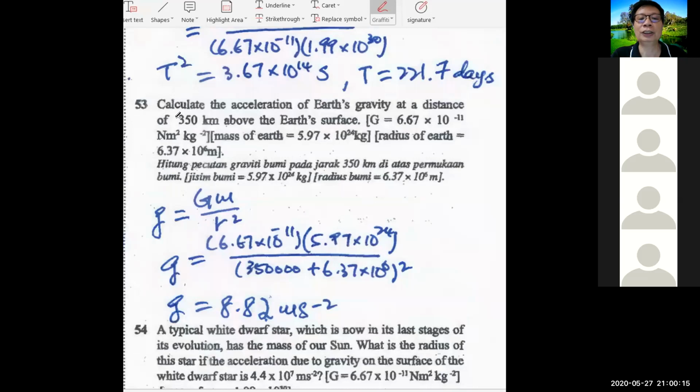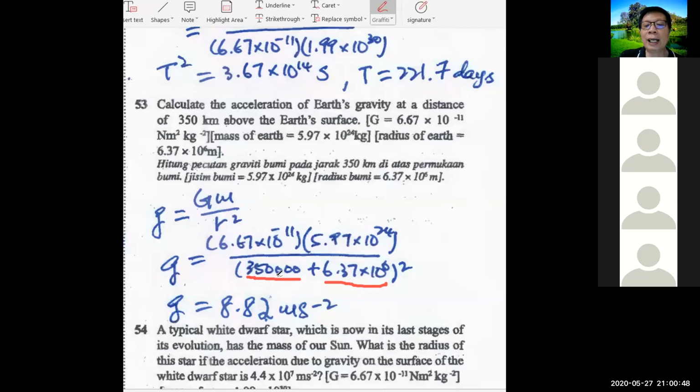Okay, 350 kilometers, you change to meters now, so you add 10^3. This is the distance above the surface of the Earth plus the radius of the Earth. So this is the total distance now, the total distance from the center of the Earth to the object. Okay, so you square the whole thing, use a calculator, do it carefully, and you get the answer: 8.82 meters per second squared.